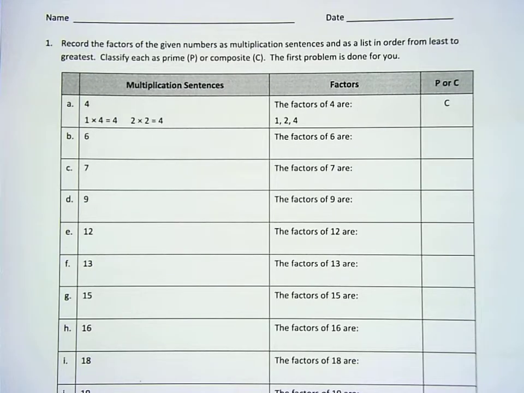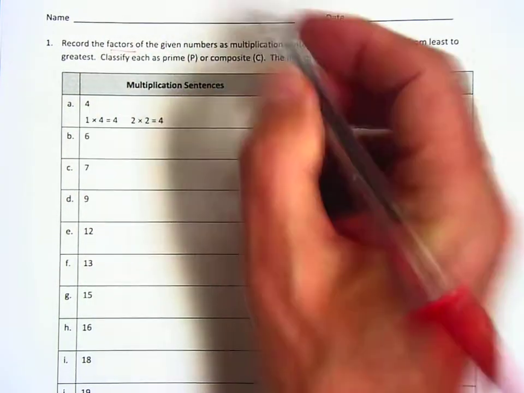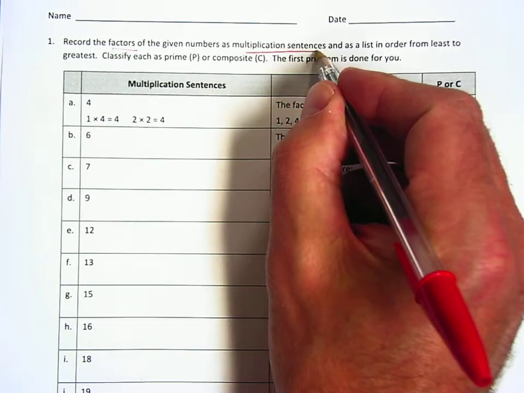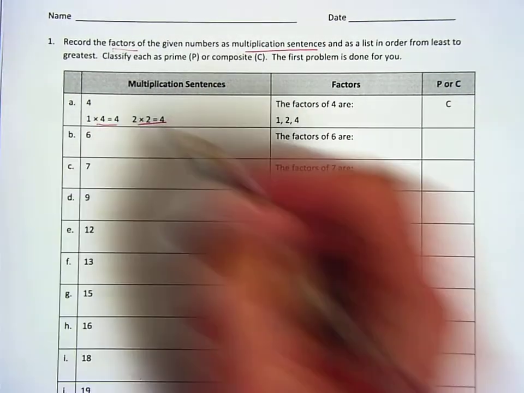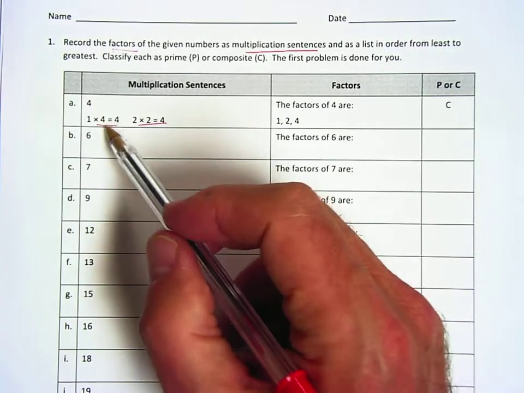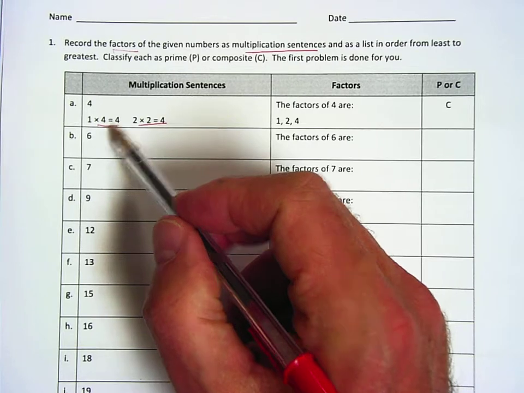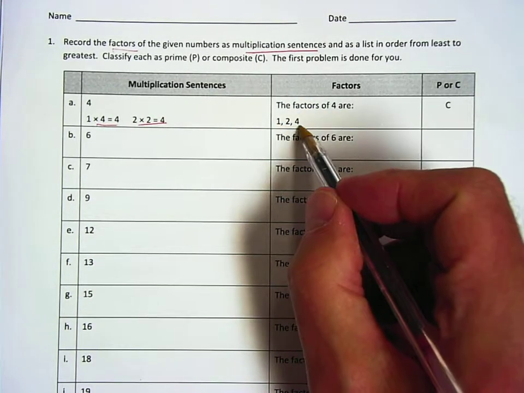Well, the first one, number 1, says to record the factors of the given number as multiplication sentences. So we're going to use factors as multiplication sentences. These are two multiplication sentences here, and we're doing all the factors of 4. There are only 2 ways to make 4, and that's 1 times 4, and 2 times 2 is 4. So the factors are 1, 2, and 4.